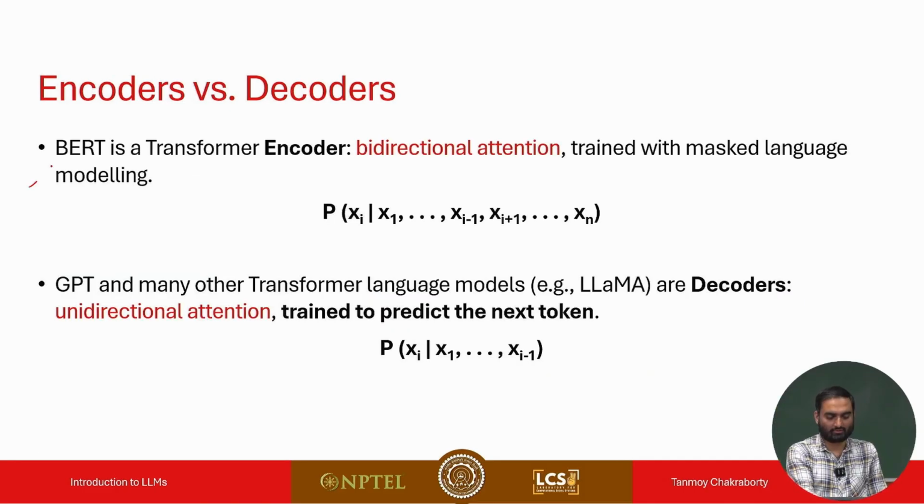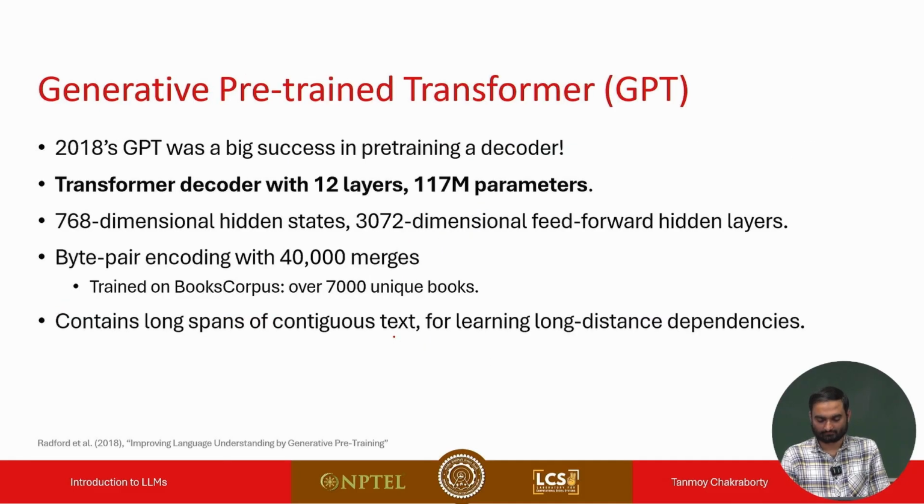Quick comparison: in case of BERT, which was an encoder only model, your input was x1, x2, dot dot dot, xi minus 1, xi plus 1, and this was something that you masked. And you ask the model to predict that masked token. In case of GPT or decoder only model, your input is x1, x2, dot dot dot, xi minus 1, and you have to predict xi.